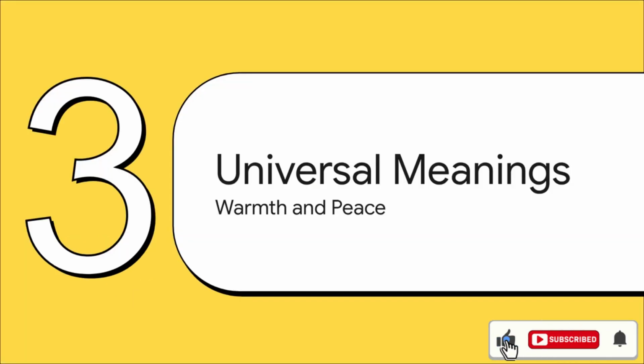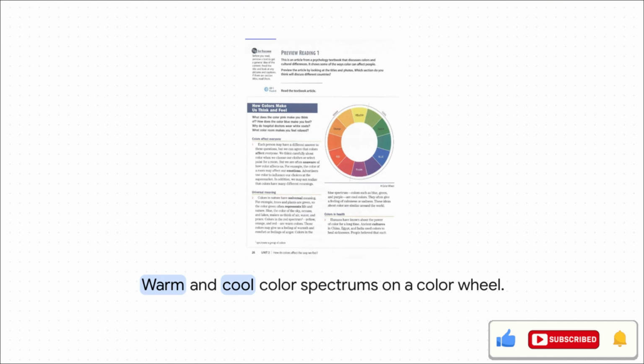All right, Section 3, Universal Meanings in Nature. Let's talk about warmth and peace. Let's apply those tools right now. Look at how this color wheel is split into two distinct emotional halves. The reading explains that colors in the red spectrum, your yellows, oranges, and reds, are warm colors. They universally give us a feeling of warmth, comfort, or sometimes even anger. But then you look at the other side, the cool spectrum, blues, greens, and purples, and those universally bring out a feeling of calmness or even sadness.